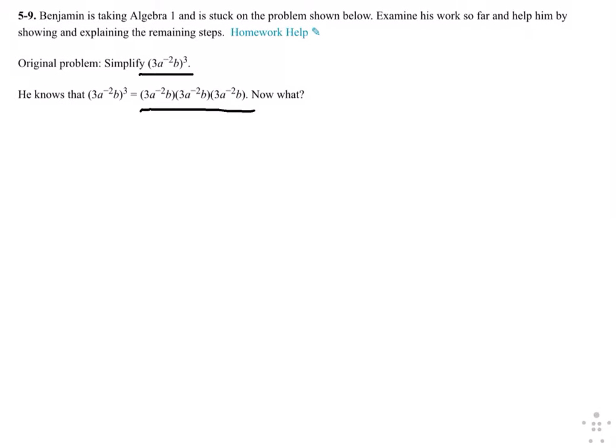3 times 3 times 3, that's 27. And then a to the negative 2 times a to the negative 2 times a to the negative 2, we add the exponents, right? So that's a to the negative 6. And then b times b times b is b to the third.